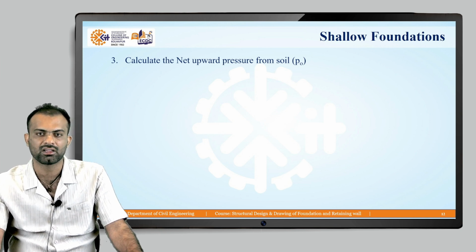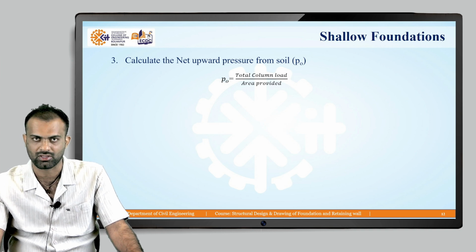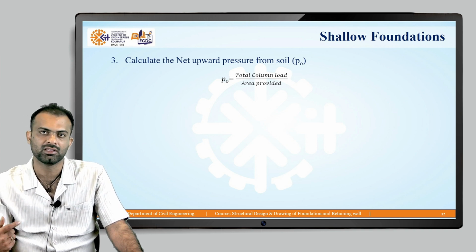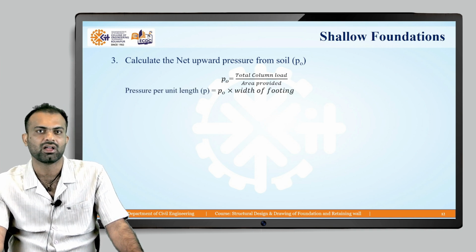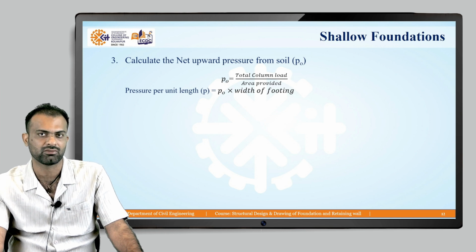So to calculate the net upward pressure, we are going to use this formula: total load on the column by area provided. The units must be Newton per meter square. The total load is the load on the column, and the area provided is the area of the foundation. After calculating the net upward pressure from the soil, we have to calculate the pressure per unit length also. So the pressure per unit length would be the net upward pressure into the width of the foundation, the width of the footing.